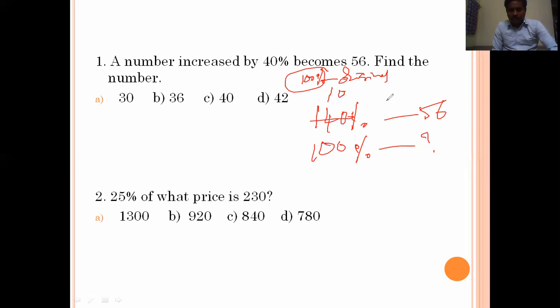Take 14 10s are 140 and 14 4s are 56. Straight means division, cross means multiplication. 2 2s are 4, 2 5s are 10, 5 1s are 5, 5 2s are 10, 0. Now cross means multiplication: 20 into 2 is 40. So 40 is the answer for this problem. This is another way to solve this problem.